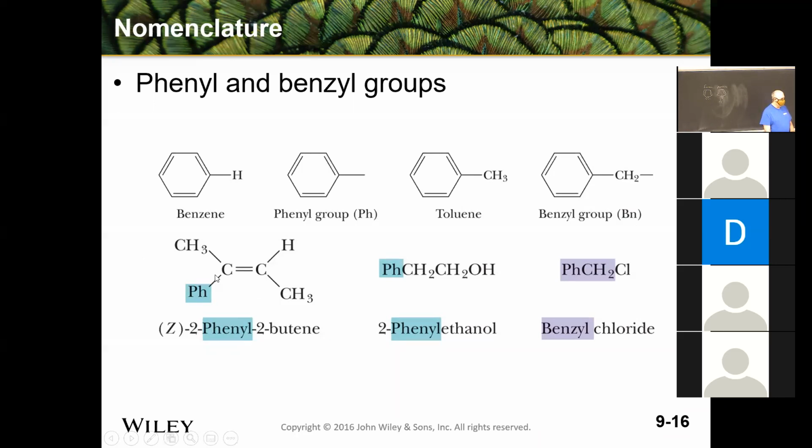Okay, so here we could call butene our parent. And so this is Z-2-phenyl-2-butene. This one is 2-phenylethanol. And then this is a common name. This is benzyl chloride. Okay, benzyl chloride is distinctly different from chlorobenzene in that chlorobenzene does not have the CH2 group.